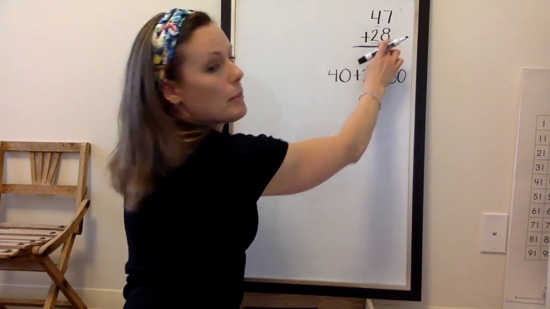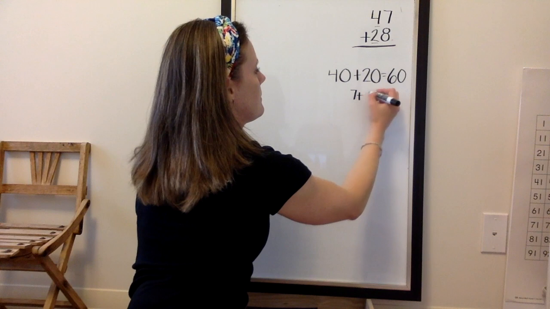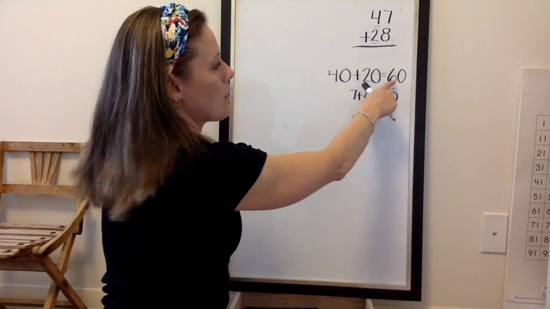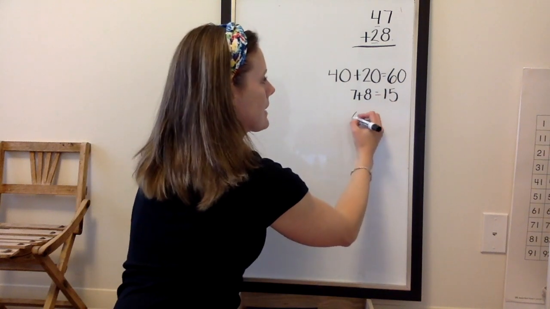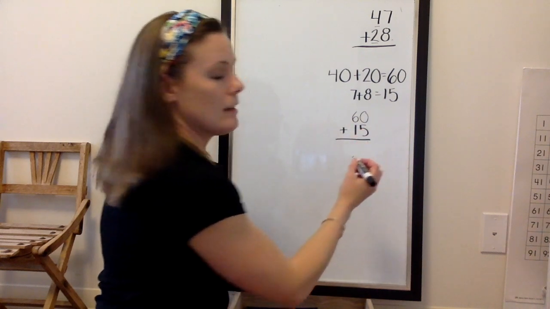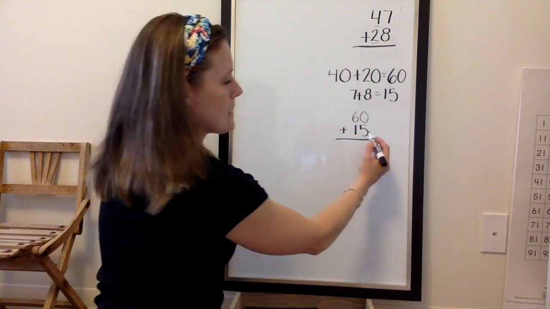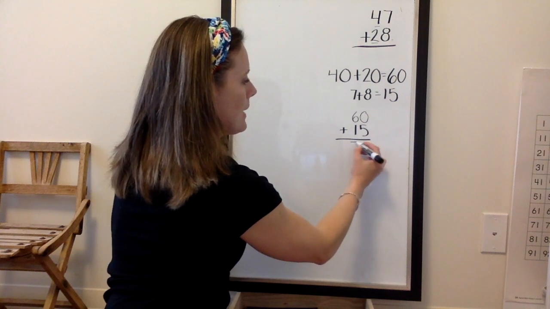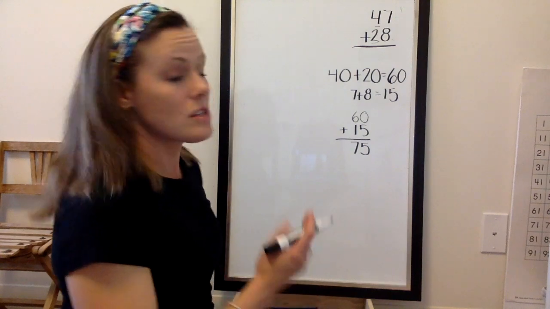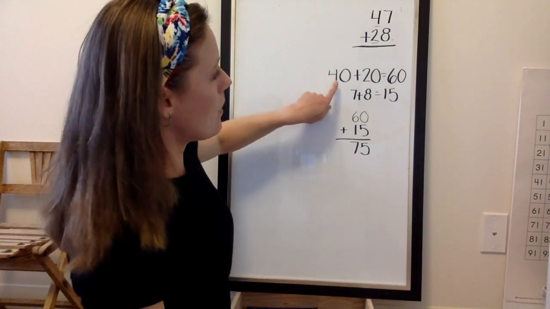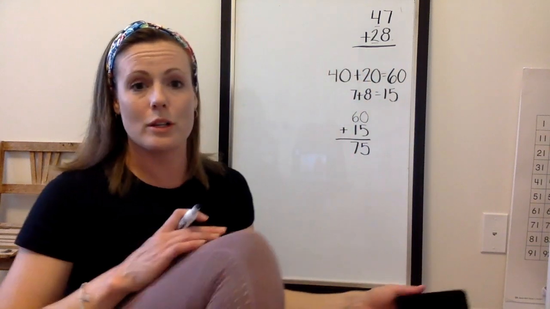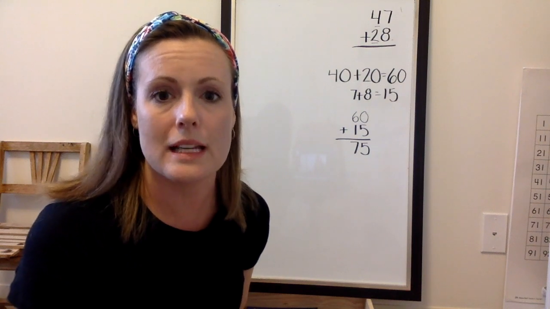Now I'm going to deal with my ones. I have 7 plus 8. That equals 15. Altogether, what I need to do is I need to add my 60 plus 15. I can still do this because it's not more than 10 anymore. And I have my answer of 75. Okay, so that's one way to do it. But what I want to do is I want to figure out a little bit of an easier and faster way. So I'm going to erase this and I'm going to show you how to regroup using a place value mat.